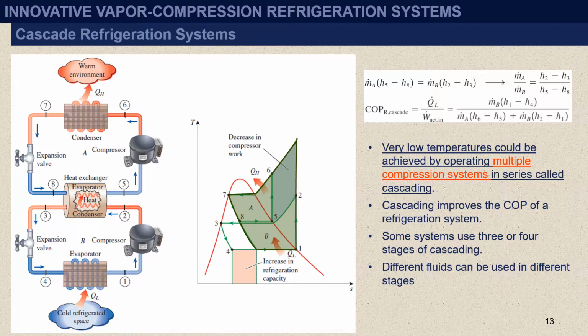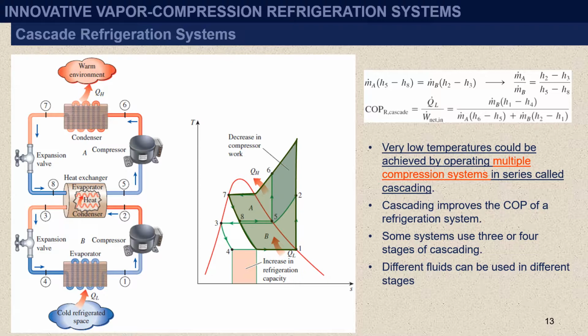compressor. One way of dealing with such situations is to perform the refrigeration process in stages, that is, to have two or more refrigeration cycles that operate in series. Such refrigeration cycles are called cascade refrigeration cycles.